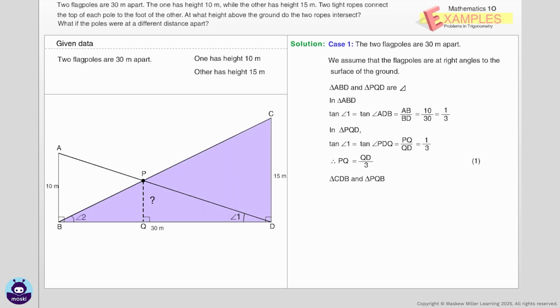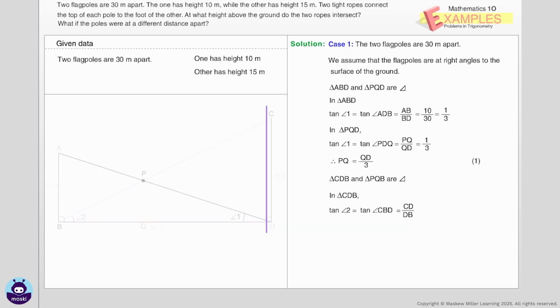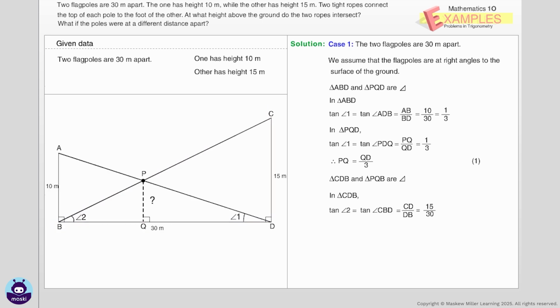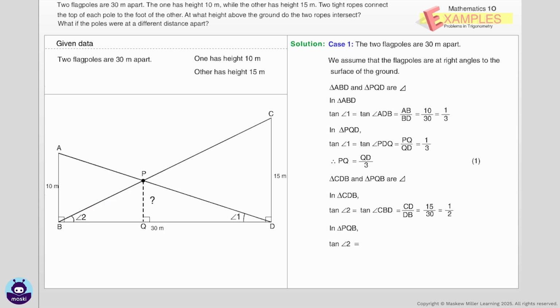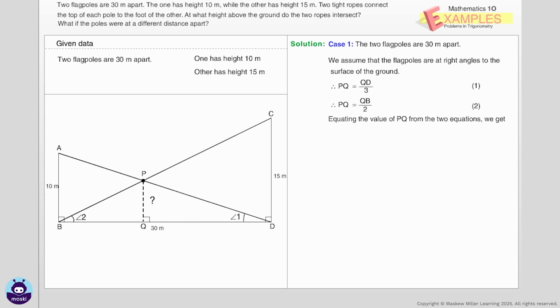Likewise, triangle CDB and triangle PQB are right-angled triangles, where we apply the trigonometric ratios. In triangle CDB, tan of angle 2 equals tan angle CBD equals CD over DB equals 15 over 30 equals 1 over 2. In triangle PQB, tan of angle 2 equals tan angle PBQ equals PQ over QB equals 1 over 2. Therefore, PQ equals QB over 2, equation 2. Equating the value of PQ from the two equations, we get QD over 3 equals QB over 2, equation 3.